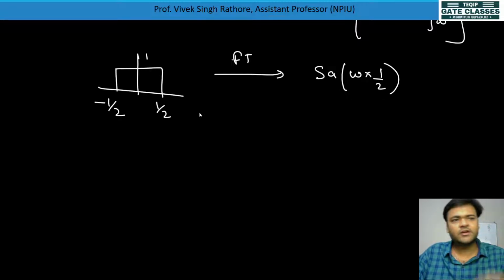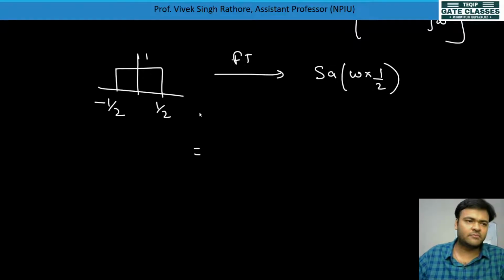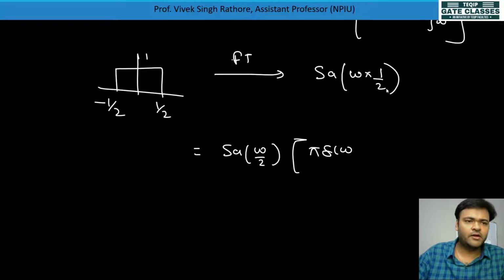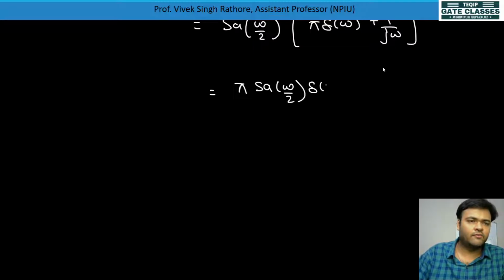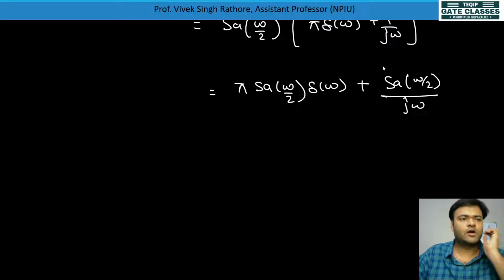तो इस सिग्नल का जो फोरियर ट्रांसफॉर्म है वो ये है. तो फाइनली हम लिख सकते हैं, जैसे हम लिख रहे थे F of omega, मतलब यहाँ पे हम लिख सकते हैं sampling of omega by 2 into pi of delta omega plus 1 by j omega, जो आप इसको लिख सकते हैं, देखिए pi of delta of omega plus sampling of omega by 2 by j omega, जिसको आप यहाँ लिख सकते हैं.